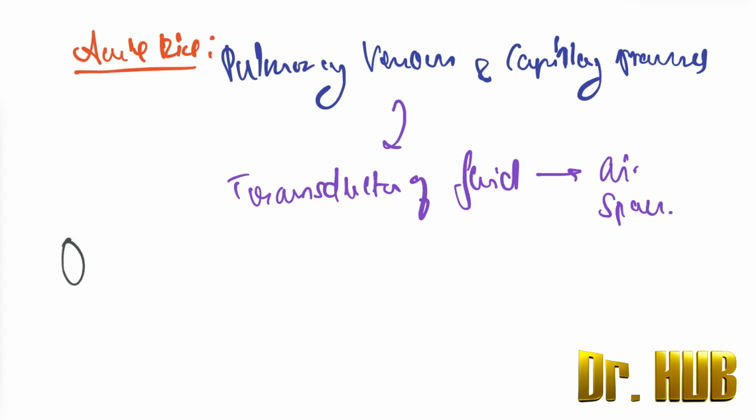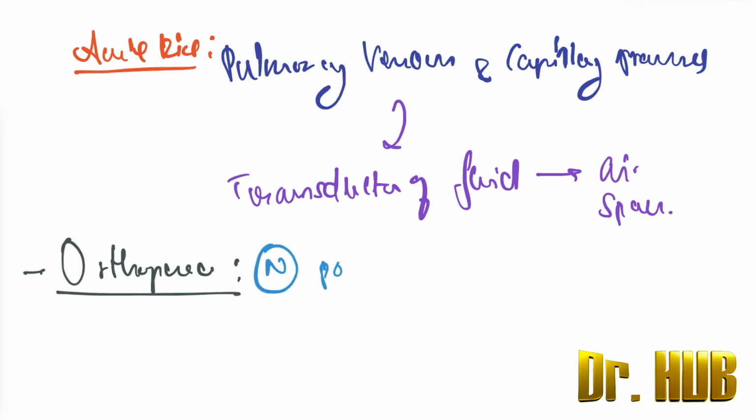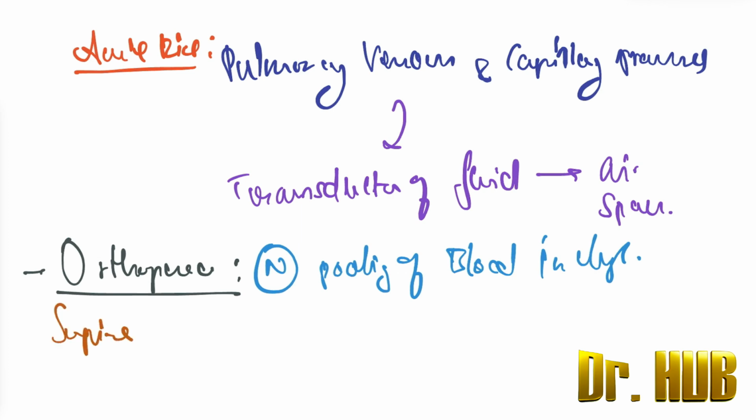Next we look at the orthopnea. There is a normal pooling of blood in the lungs in the supine position, and it is added to the already congested pulmonary vascular system.